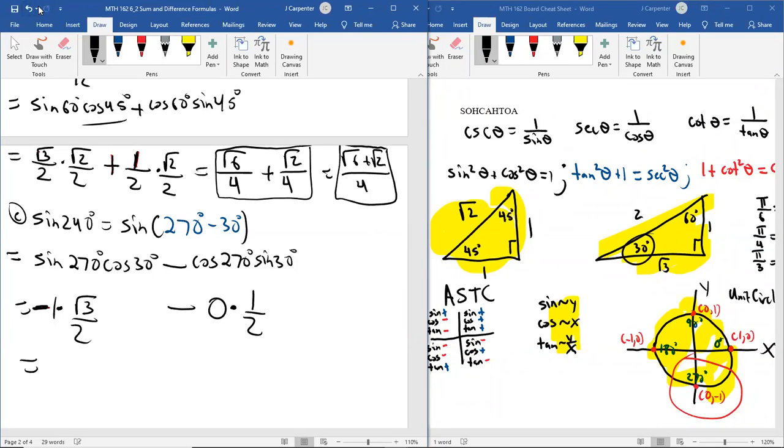All right, -1 times square root of 3 over 2 is negative square root of 3 over 2. Minus 0 times anything is 0. Subtracting 0 does nothing, so the answer is negative square root of 3 over 2. And that's it.